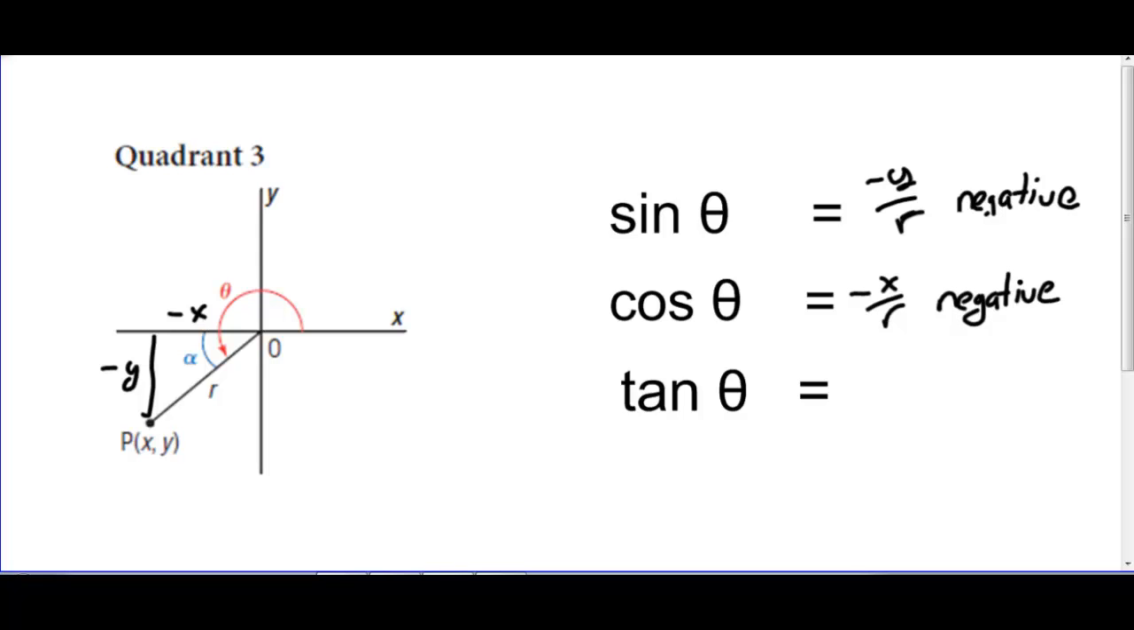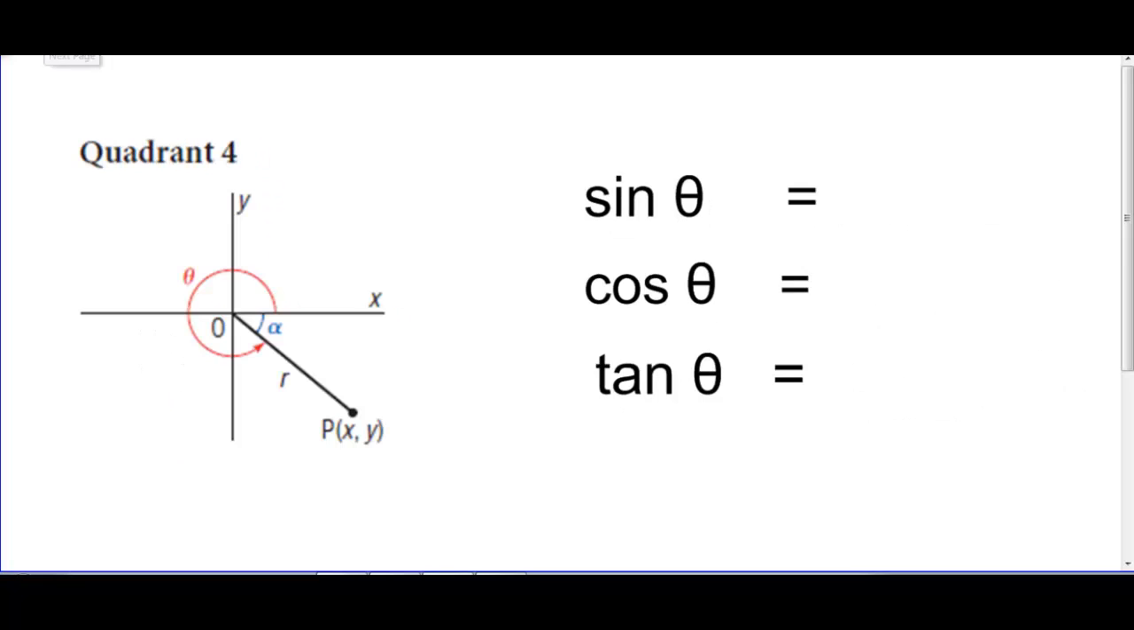And for tangent, we're looking at opposite over adjacent. So we've got negative y over negative x, which is going to simplify with the negatives canceling out, so we get positive y over positive x, which is also a positive answer. So in the third quadrant, only our tangent is going to be a positive value.